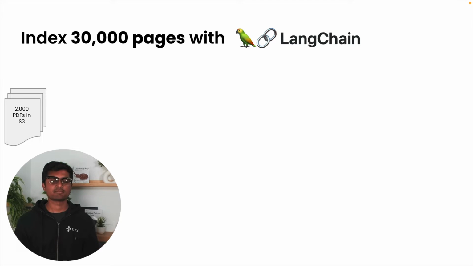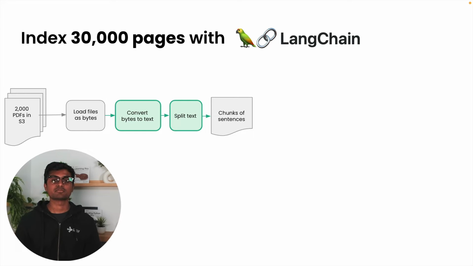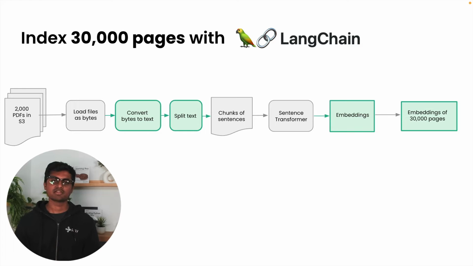First, we have 2,000 PDF documents stored in S3, or for our case, these are documents that have been loaded from arXiv. Then you want to load those files as bytes and convert those bytes into string text. Then you want to split that text into chunks, and each of these chunks is what's going to be converted into an embedding. And finally, we take a pre-trained embedding model, for example a sentence transformer model, which will take those chunks and encode them into a vector, such that similar pieces of text also have similar vector representations.